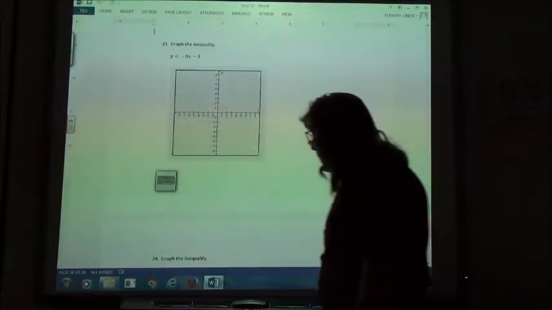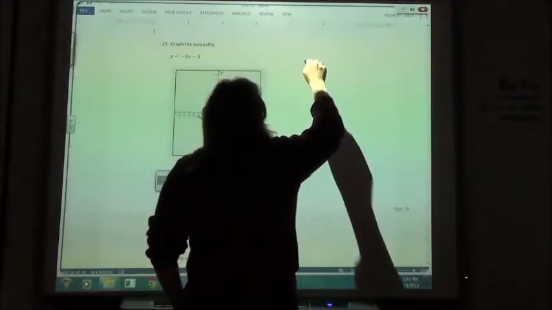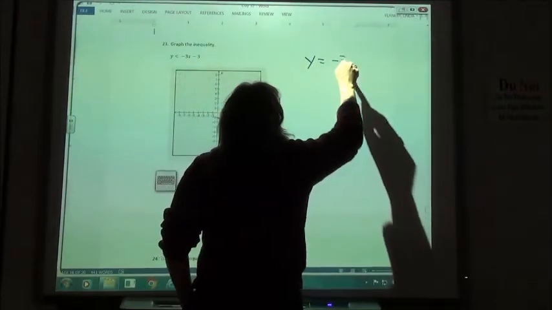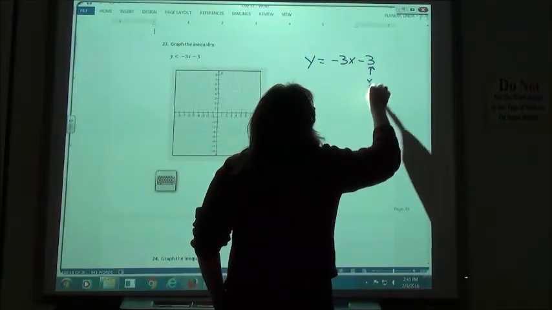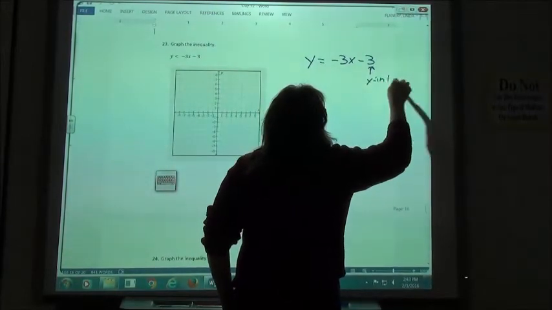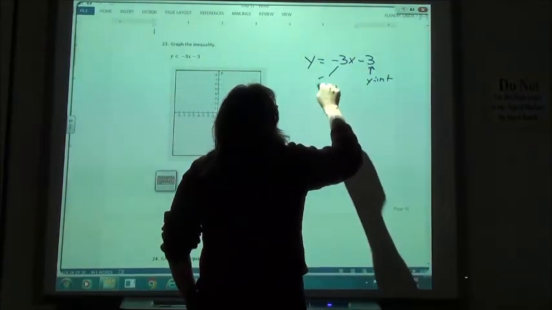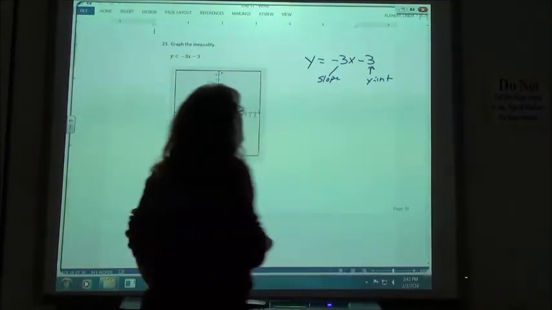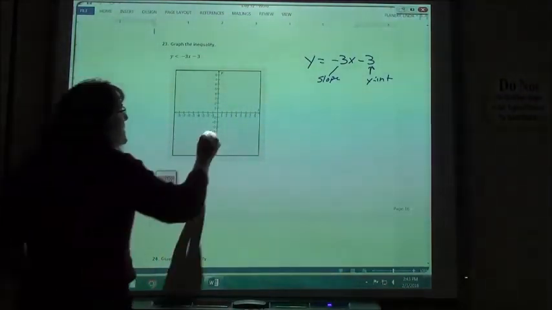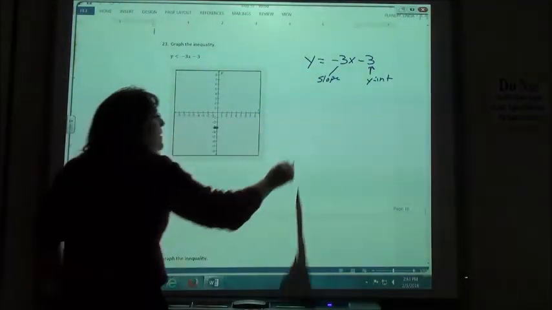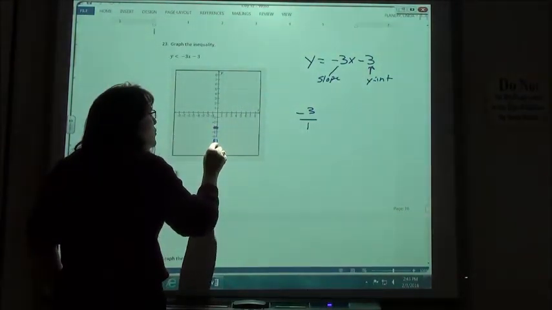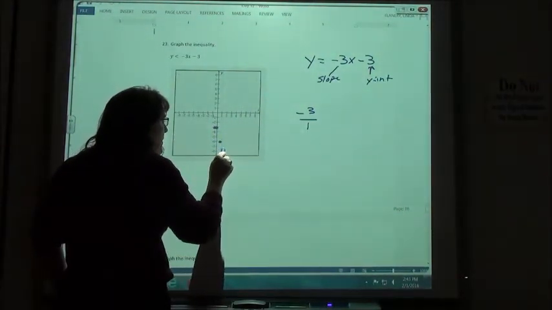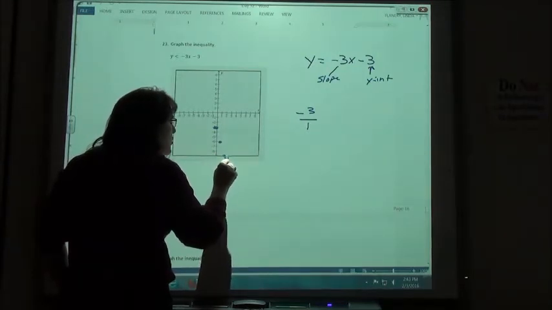Number 23, again I'm going to graph my inequality. I'm going to pretend it says y equals negative 3x minus 3. So my y-intercept is negative 3. My slope also happens to be negative 3. So my y-intercept is negative 3, I'm going to mark that. My slope, negative 3 over 1, so I'm going to go 1, 2, 3 down and 1 to the right. 1, 2, 3 down and 1 to the right.